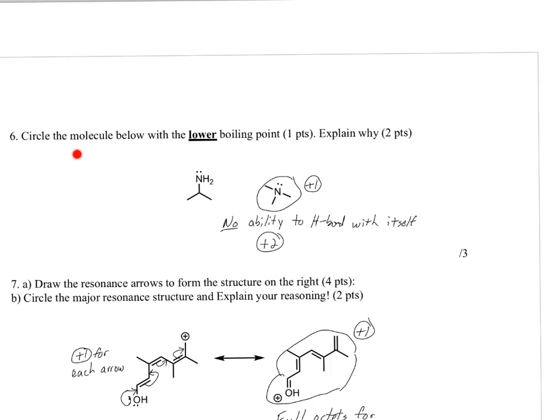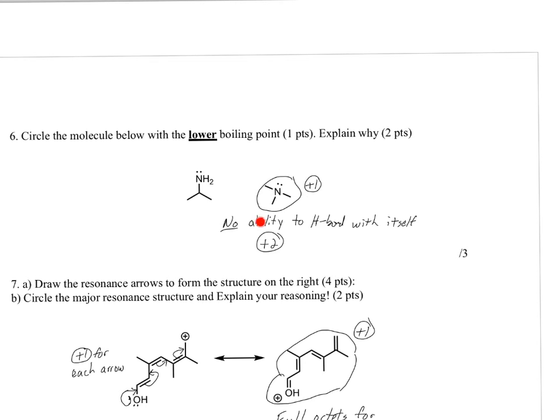So for this one, I want you to circle the molecule with the lower boiling point, so less intermolecular forces, right? Less intermolecular forces. So I'd be looking for hydrogen bonding, dipole-dipole, London forces, and/or ion-ion, right? So H bonding is by far the most important one, the strongest force. So things that have H bonding will have higher boiling points.